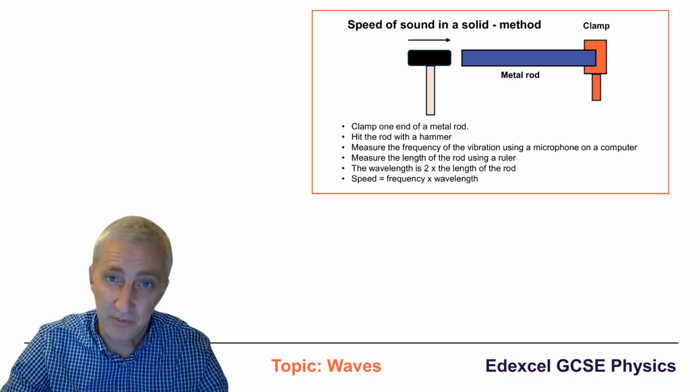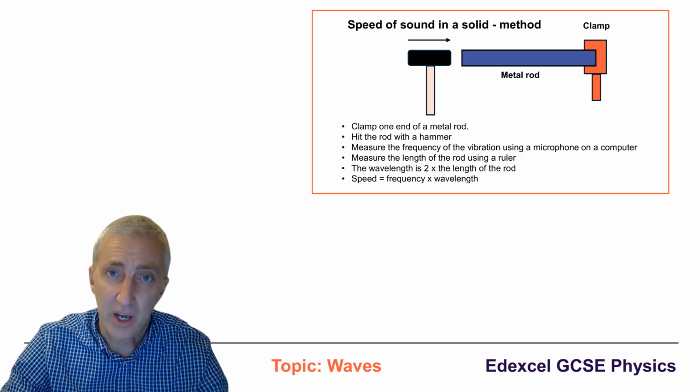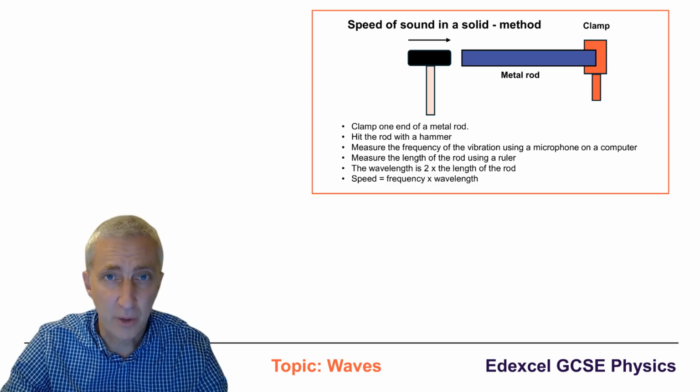In addition, the speed of sound in solids can be measured by measuring the frequency of a metal rod, which has been made to vibrate. You need to remember that the wavelength is double the length of the rod in this situation.